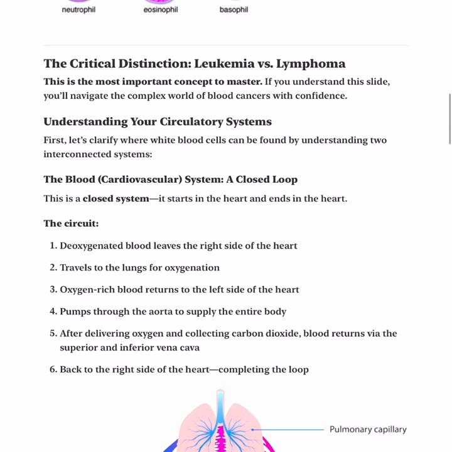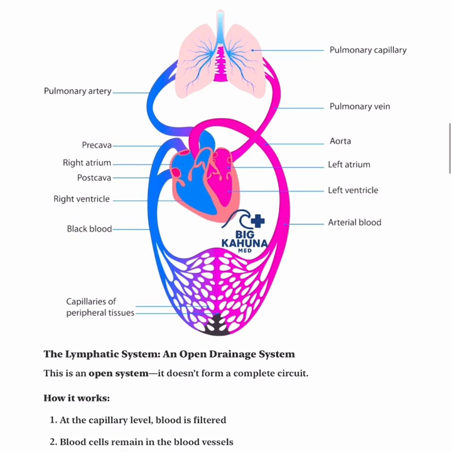This, in turn, is pumped through the aorta to supply the entire body. After delivering oxygen and collecting carbon dioxide from various tissues, the blood returns via the superior and inferior vena cava. This, in turn, ends up back in the right side of the heart, hence completing the loop. Here we have a nice image showing this circulation.